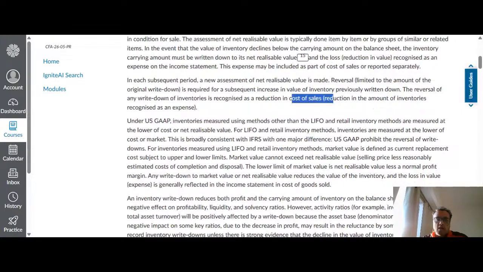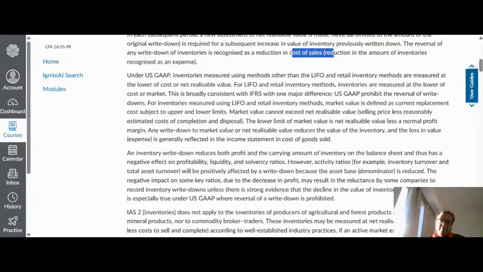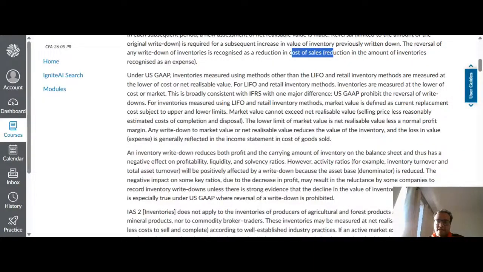Under US GAAP, inventories measured using methods other than LIFO and retail inventory method are measured at lower of cost or NRV. अगर आप other than LIFO कर रहे हो या तो other than retail inventory method कर रहे हो तो आपको cost और NRV whichever is less करना है. For LIFO, या तो रिटेल इन्वेंट्री मेथड में आपको मेजर करना है लोअर ऑफ द कॉस्ट और मार्केट, सॉरी, lower of the cost or market.